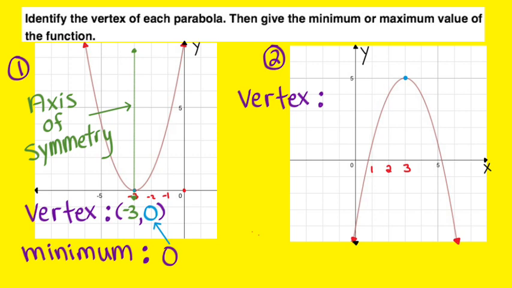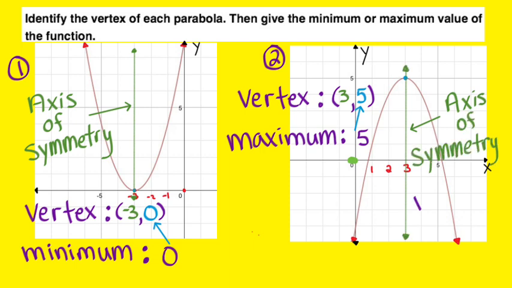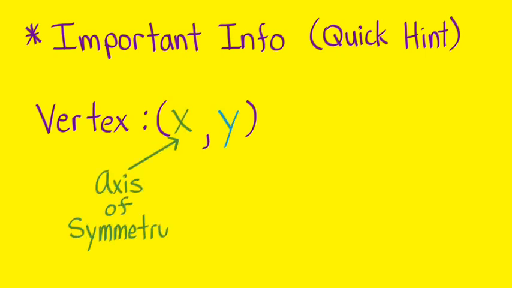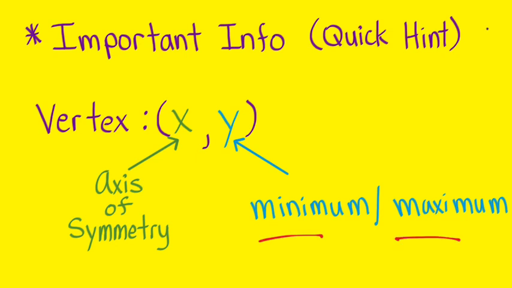Let's look at this one over here that's obviously going downward. So we first find our vertex value, which is 3, 5. And our maximum, the highest positive Y value we can have, is 5. And the axis of symmetry is 3. So you'll want to write this down. The vertex is a specific point, and the X value is the axis of symmetry, and the Y value is the minimum or maximum of those Y values.